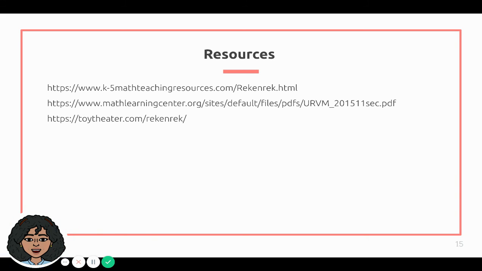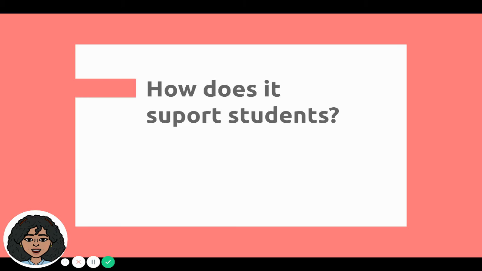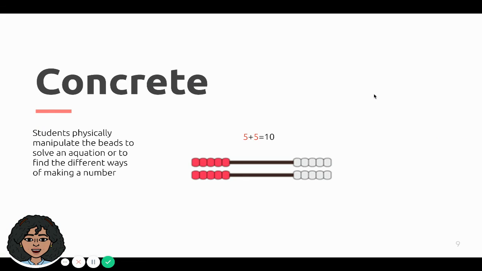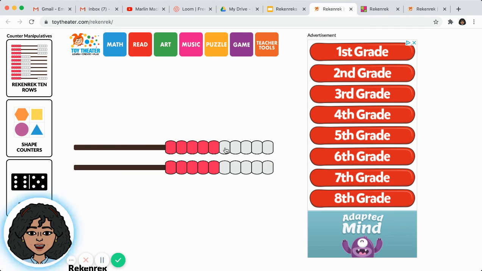These were the resources I used for this presentation. I hope that you have some fun working on the different groups of 12. You are also welcome to use the link provided. If you press the picture, it will take you to the tools, and you can use that as well in order to make your groups of 12.